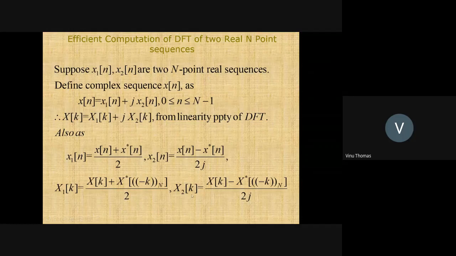And how will I get X2 of k? X2 of k would be X of k minus X star of minus k modulo n by 2j. So it's very easily done. Which means you only need to compute X of k. You form x of n from x1 of n and x2 of n in this form, then compute X of k using your FFT processor, and then compute X1 of k like this, and compute X2 of k like this.